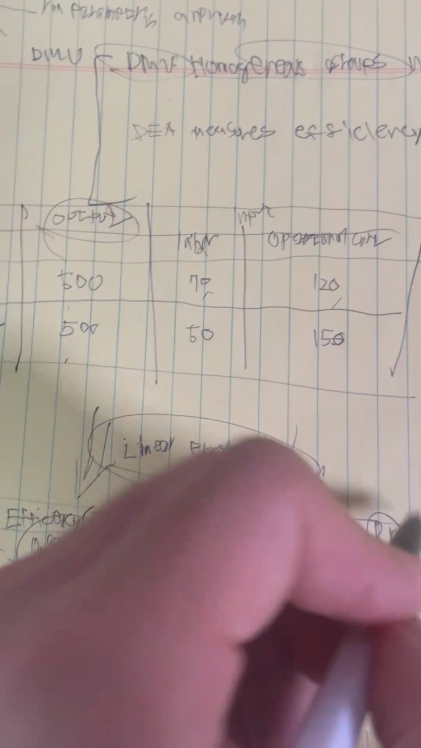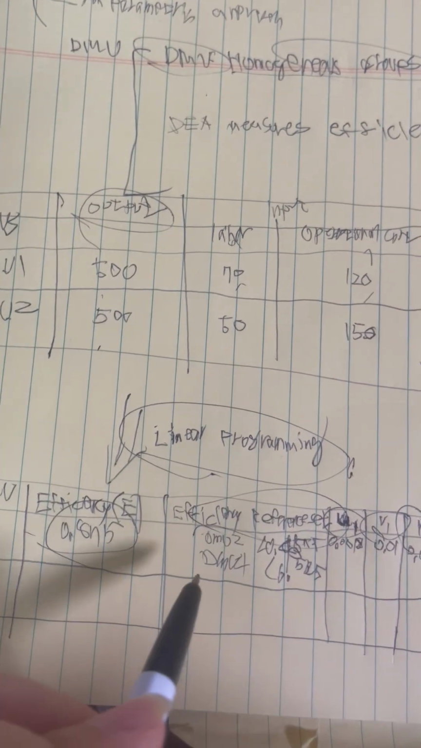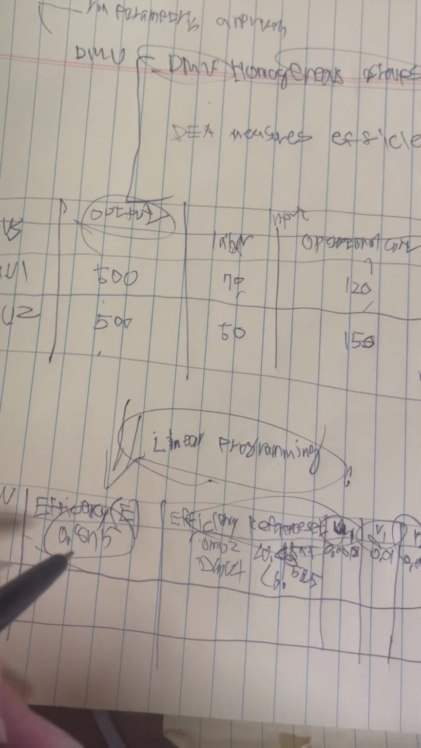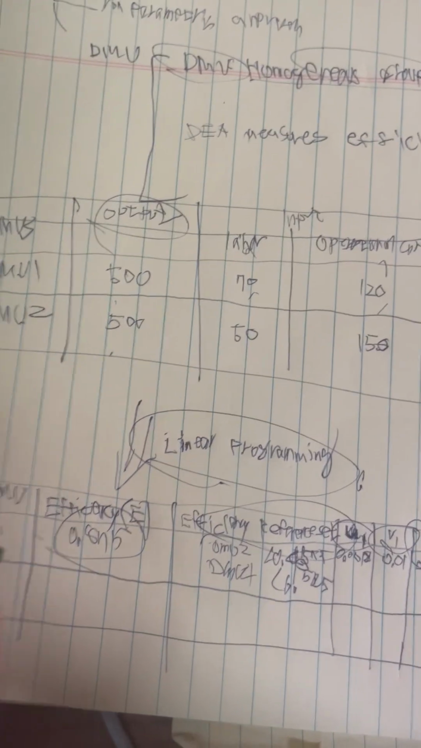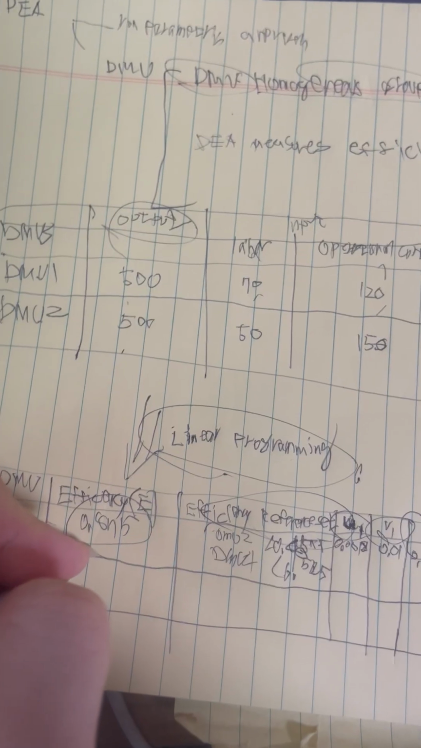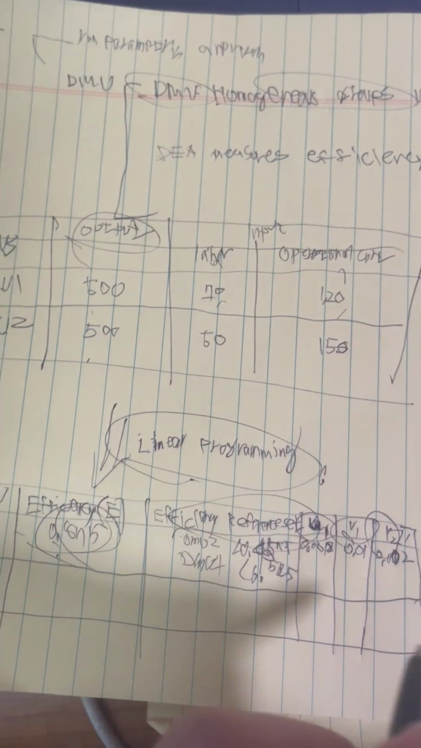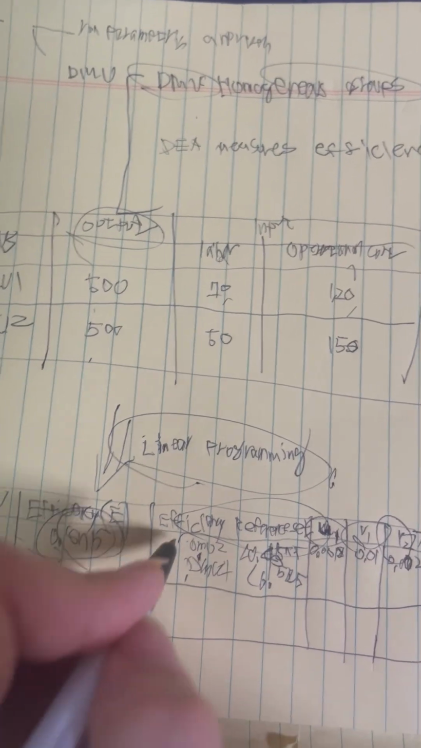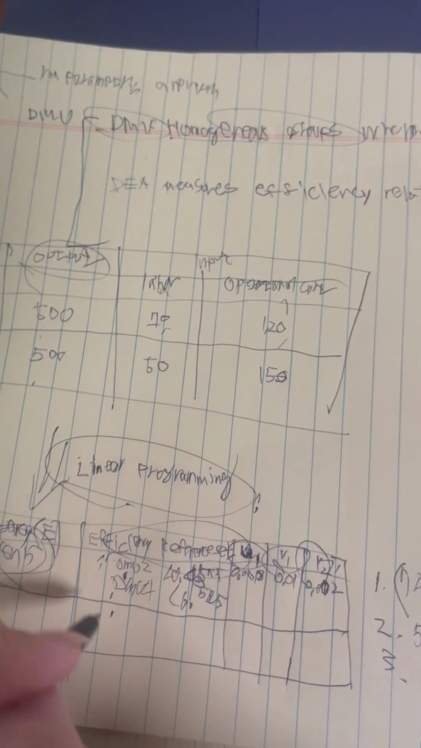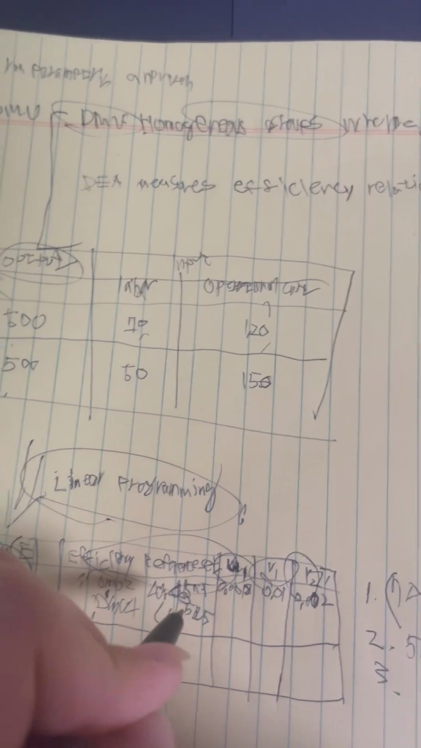Then there are 3 ways. The first way is just for DMU1. We can make it efficient by multiplying 0.875 to each input, or there's a reference set for DMU2 and 4, which means we can make it by a linear combination of DMU2 and 4, each multiplied by its weight.